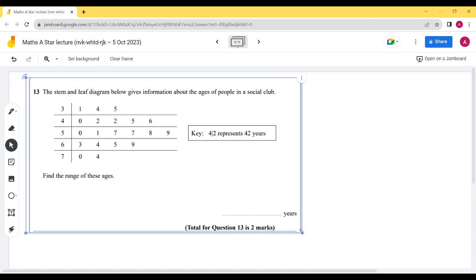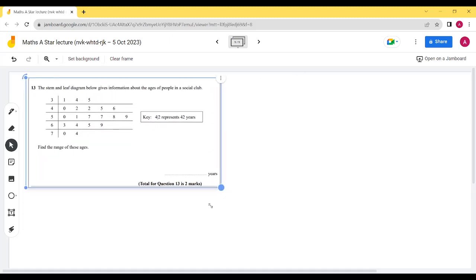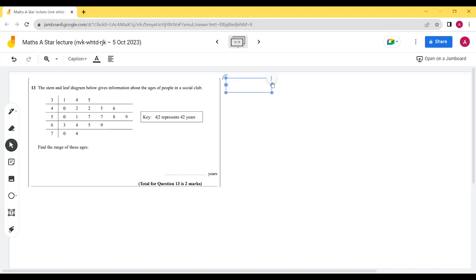We're told a stem and leaf diagram below gives information about the ages of people in a social club. Find the range of these ages. So I just think a stem and leaf, it's a bit of a pointless diagram, to be honest. It's just a diagram invented by lazy people who don't want to write out all the data.